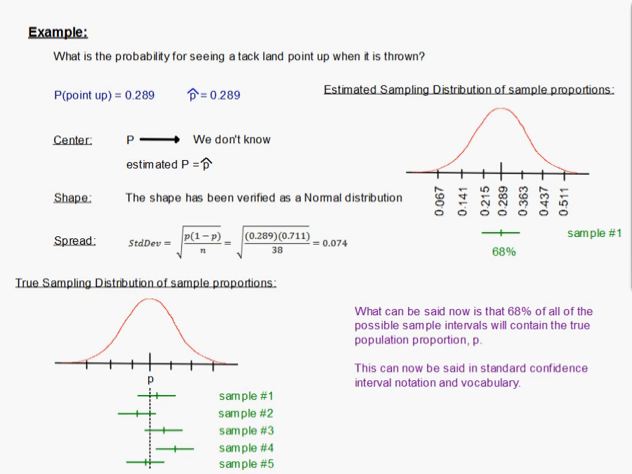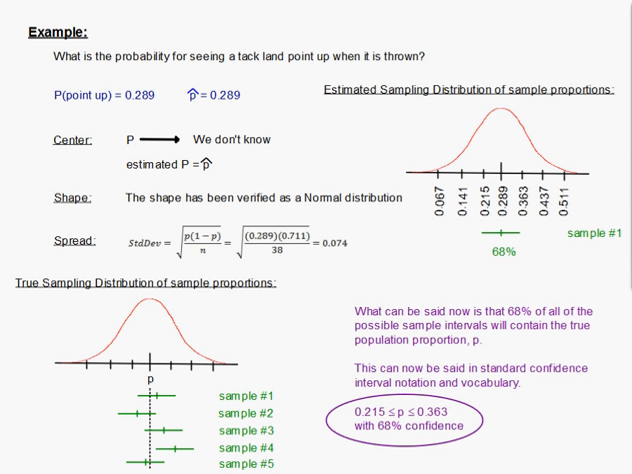We can talk about it in our standard notation and vocabulary, which will look something like this, in which our true population proportion is between 0.215 and 0.363. And we can say that with 68% confidence, which is to say 68% of all samples will contain that true proportion. Of course, 68% isn't very much. That means 32% don't contain the true population proportion. So that's not very confident, really.